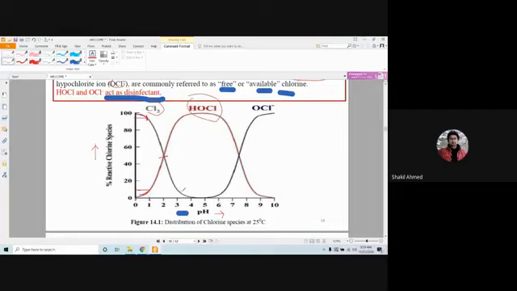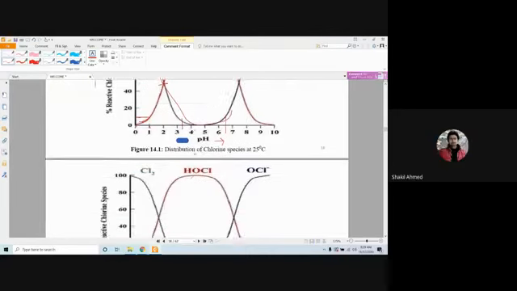From pH 3.5 to 6.3, in this range, who is dominating? Which one has the highest concentration? HOCl, and chlorine is almost zero here. And if you increase the pH to 8.5 or so, then who will be dominating? Hypochlorite ion. Okay, so remember this figure.